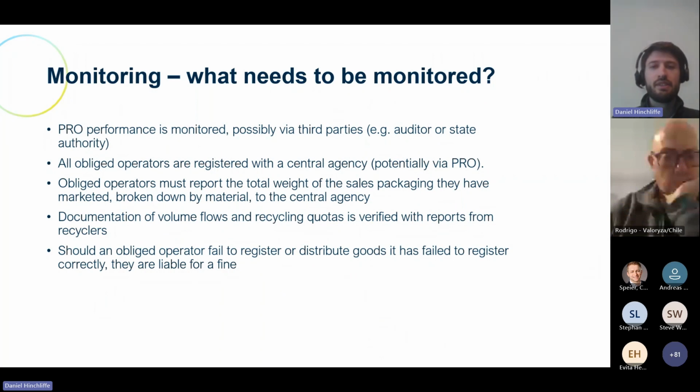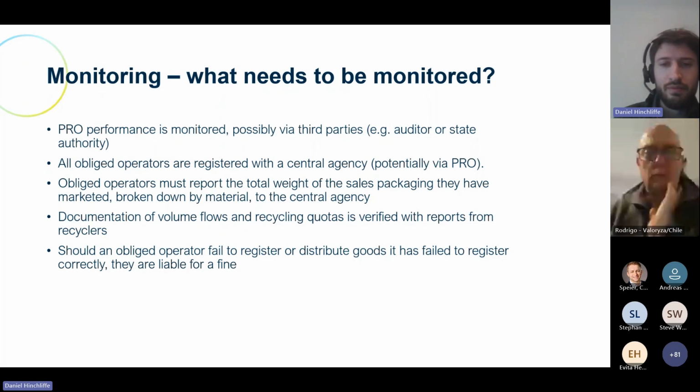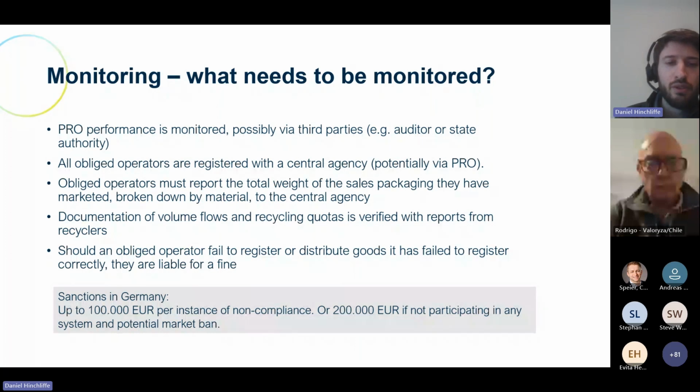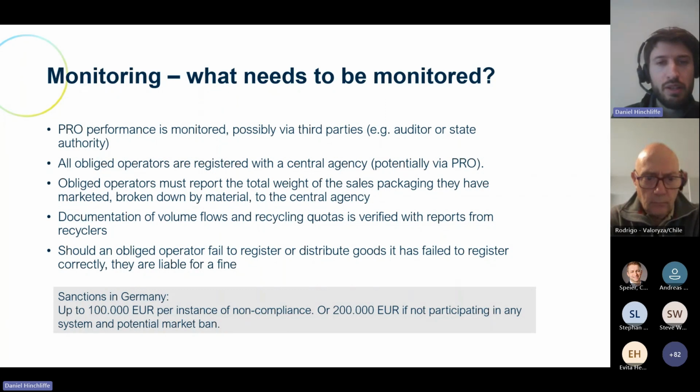And what's really important here is that there's a clear sanction. If you don't participate in the EPR system, but you're an obliged operator, then it needs to be clear that there will be sanctions. It could be that you fail to register completely, or that you fail to distribute the goods that you registered in the correct way. So for instance, in Germany, there is a 100,000 euro fine for every instance of non-compliance. And if you're not participating in any EPR system, then you may even have a 200,000 euro fine, and you might be banned from marketing your goods on the market. So this is really important to make sure that your obliged parties actually take part.